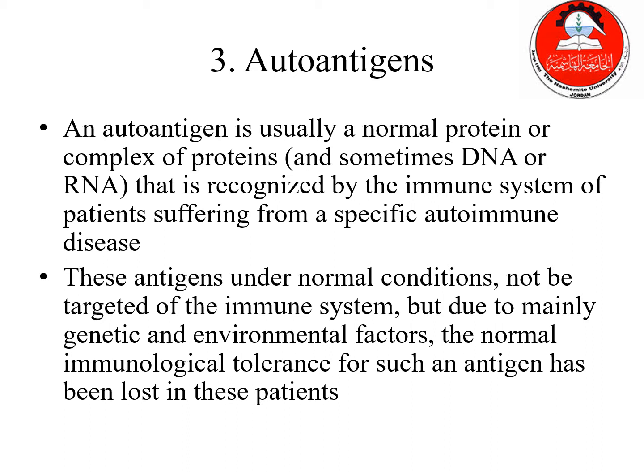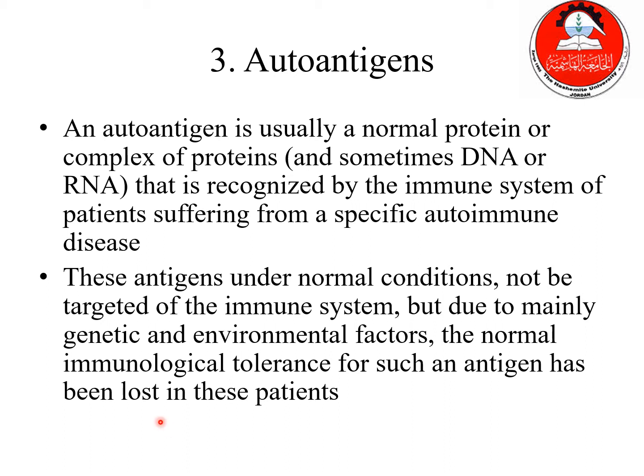Autoantigens are usually a normal protein or complex of proteins, sometimes it might be DNA or RNA, that's recognized by the immune system of a patient suffering from a specific autoimmune disease. So usually the immune system does not recognize the self-antigen as foreign, and it does not target them, and it does not form antibodies or target them with the T cells.